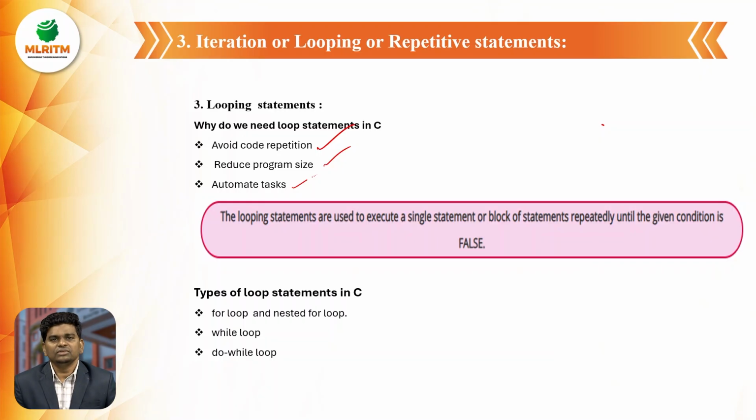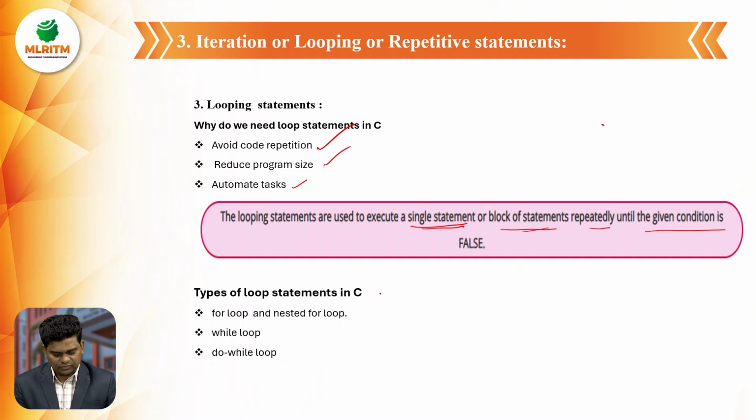Then what is the definition of a loop? How can we define looping statements from the examination point of view? It is very simple. The looping statements are used to execute a single statement or block of statements repeatedly until the given condition is false. That means they execute the statements repeatedly until the condition becomes false, then it simply skips the block. So that is a simple definition.